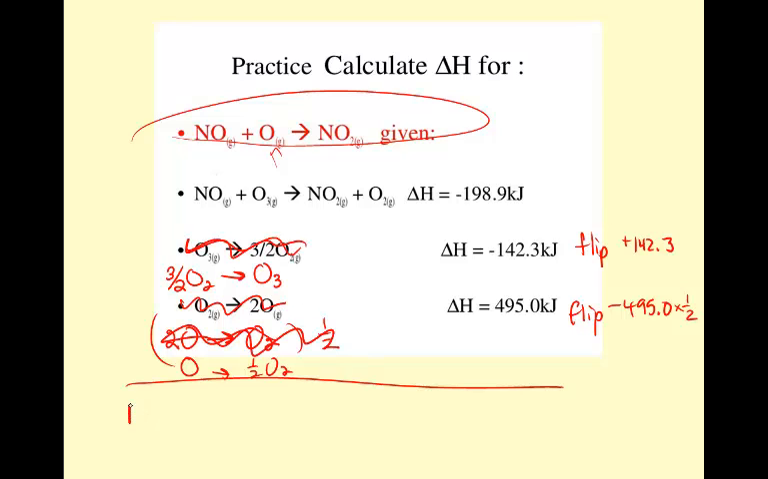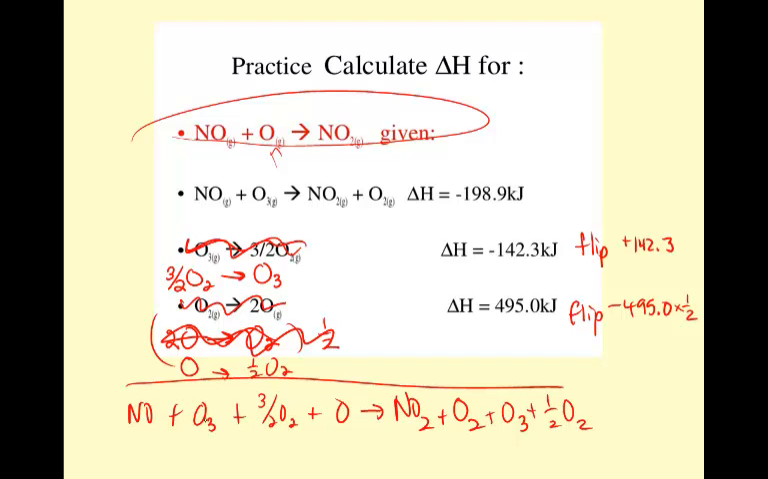So I bring down my NO because it's on the left. I bring down my O3 because it's on the left. I bring down my 3/2 of oxygen because it's on the left. And I bring down my O atom because it's on the left. On the right side, I have an NO2. Are you guys seeing what's going to happen here? I have an O2, I have an O3, and I have a 1/2 O2. So let's see what happens. NO stays, O3, left side, right side, see you later. 3/2 oxygen over here, 3/2 oxygen. 1 plus 1/2 is 3/2 oxygen. Bye-bye oxygen.